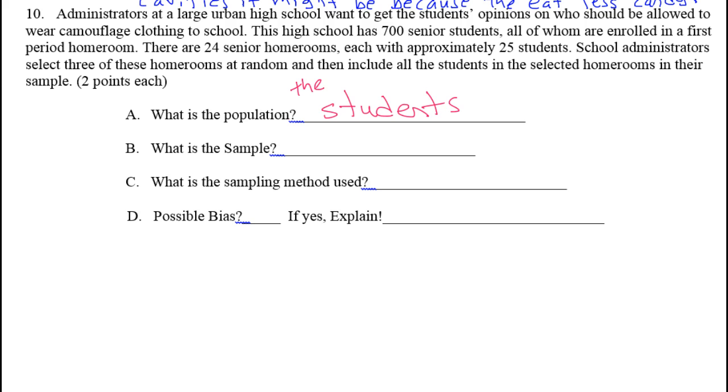So there are 2 possibilities. They say the high school has 700 seniors. Is that the sample? I'll just underline that for a minute. 700 senior students, all of whom are enrolled in a first period homeroom. There are 24 senior homerooms. Maybe that's the sample. All right, 24 senior homerooms. I'm not sure. Let's keep reading. Each with approximately 25 students. School administrators select 3 of these homerooms at random and then include all of the students in the selected homerooms in their sample.